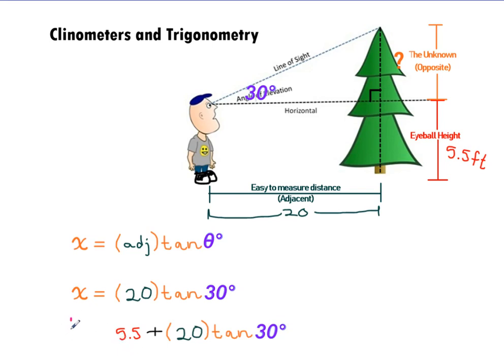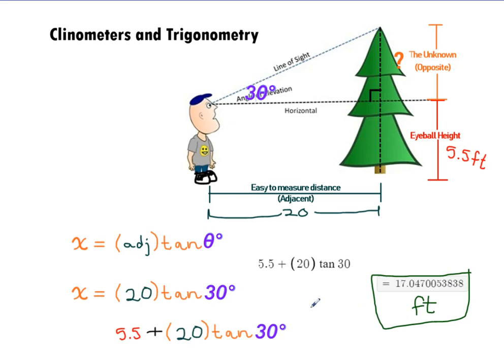tree, sorry, this is a tree, is equal to the eyeball height plus that x part. Heading over to Desmos, we see that that is 17.04700538. I'm just kidding. It's 17 feet, people. 17 feet. Cool.